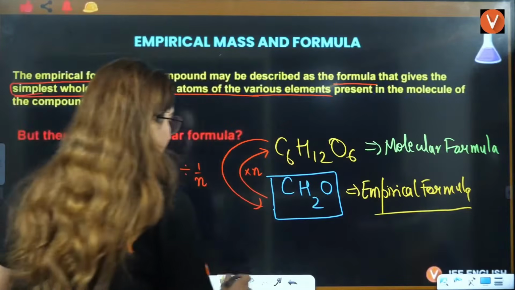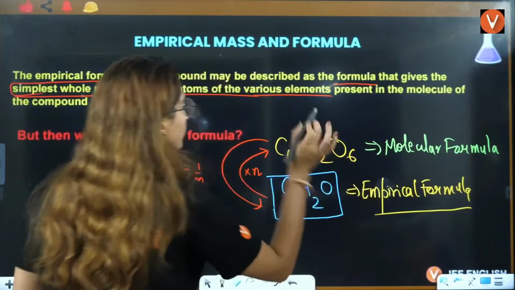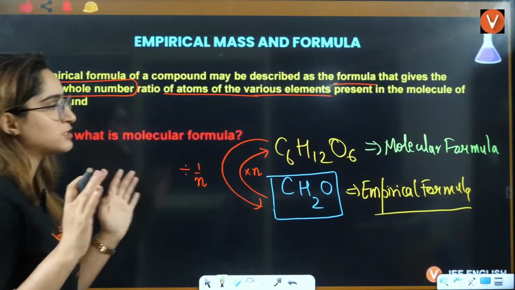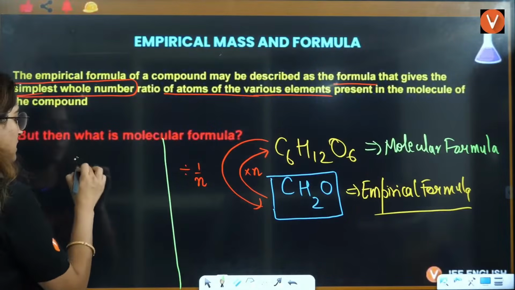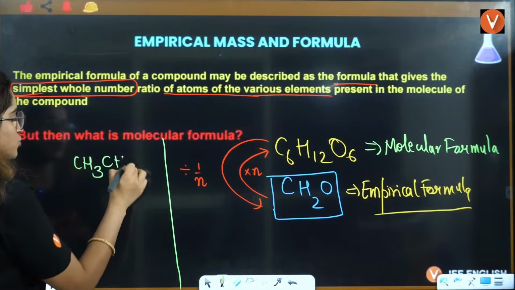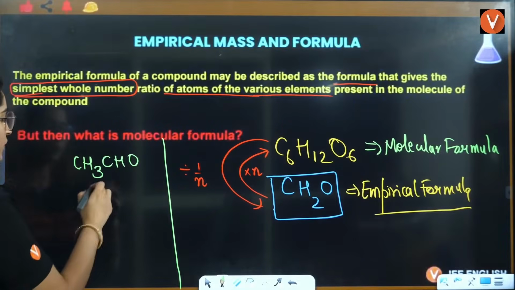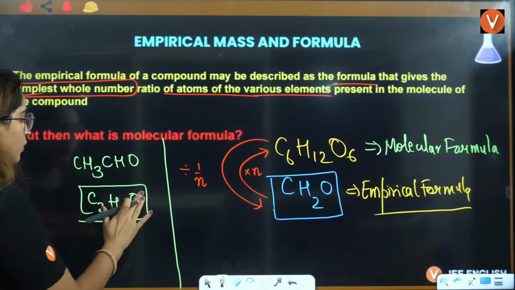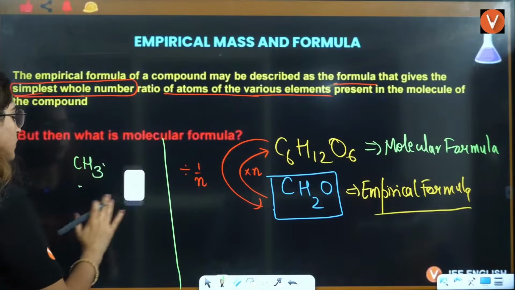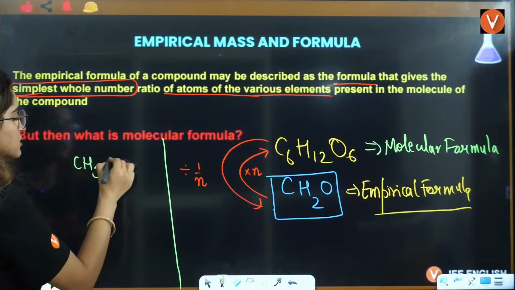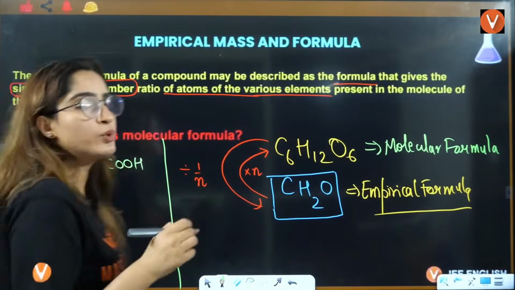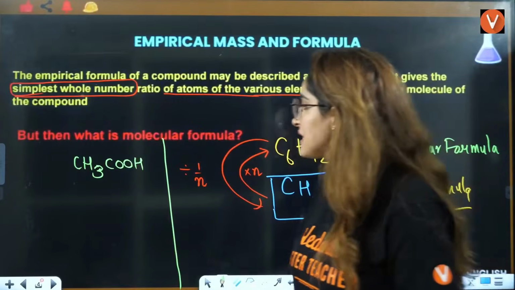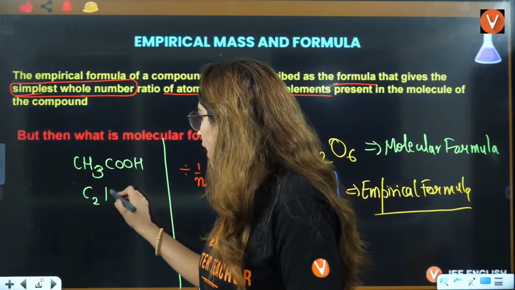Now see one thing. Let's say I have given you just a formula. I assume that the formula is CH3CHO. Okay, this will be C2H4O. Now, or I would say, let's see acetic acid. You have CH3COOH, that is your acetic acid, right? Now, this is nothing but C2H4O2.